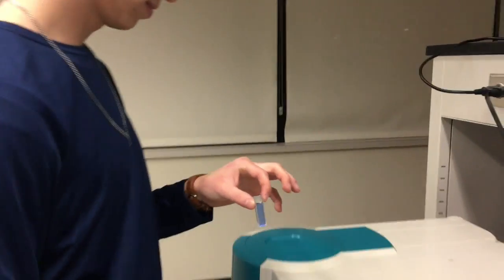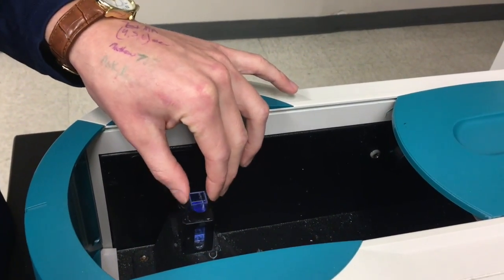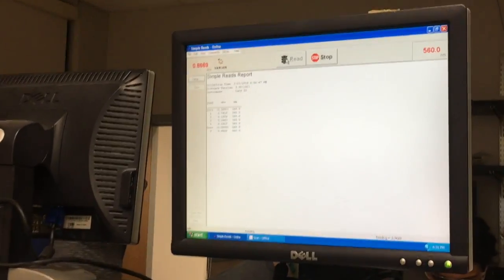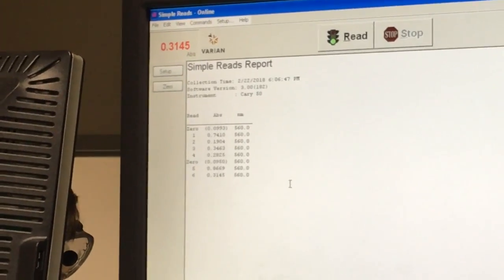Here, Alan demonstrates the second dilution reading. Click on Read, and in the top left corner is your absorbance.